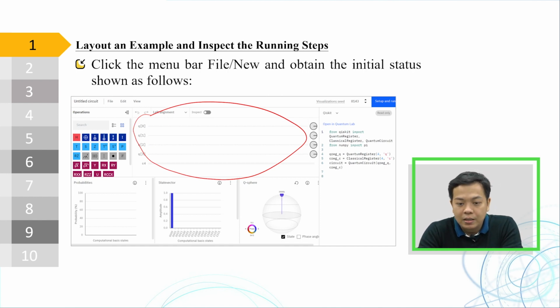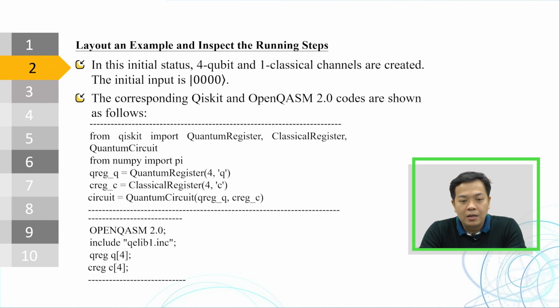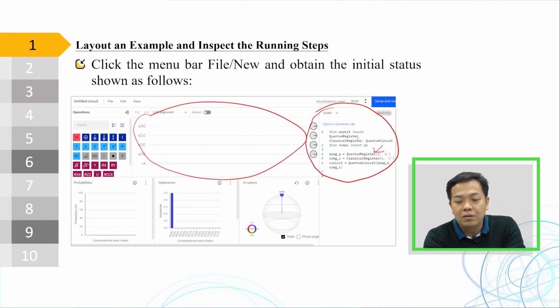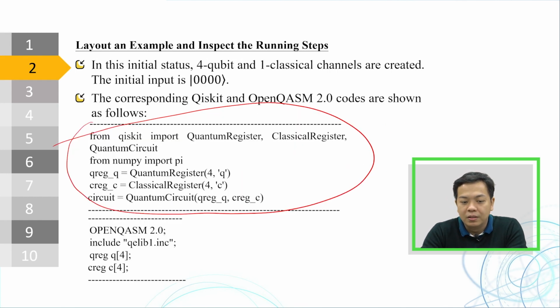Over here you can see the Qiskit code is generated automatically, and you can see the quantum register has 4 qubits, and one classical channel is created. So this is the corresponding code for Qiskit. This part is actually a similar level. You can copy from this one. You can see it's similar.